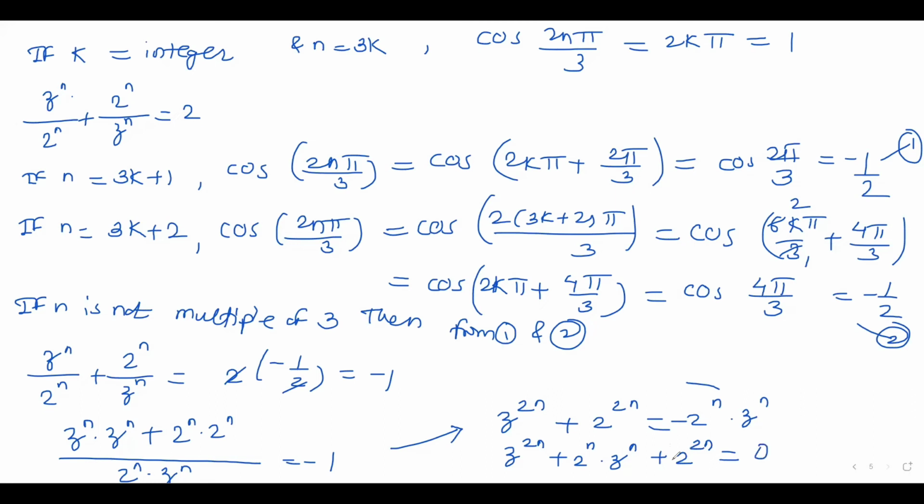So if n is not a multiple of 3, then from 1, the value of the quantity z raised to 2n plus 2 raised to n into z plus 2 raised to 2n becomes 0. Note that.